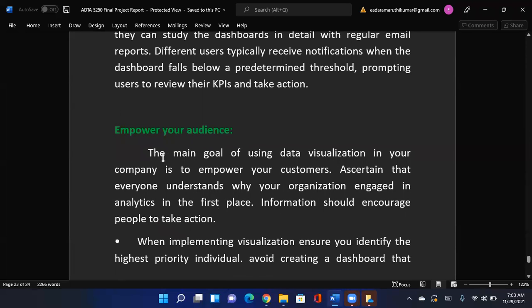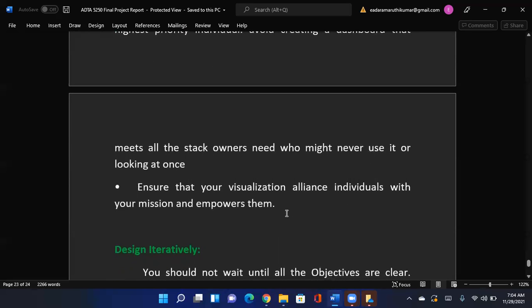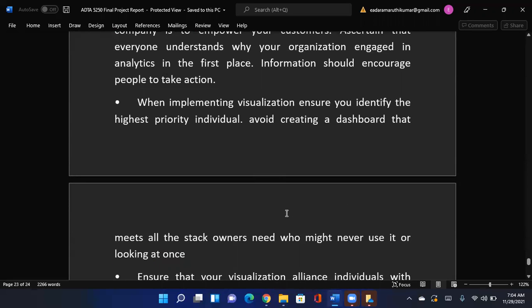After that, empower your audience. The main goal of using data visualization in your company is to empower your customers or ascertain that everyone understands why your organization engaged in analytics in the first place. We need to give the overview of what we are going to do as a team, and what information there is, everything, to empower the audience. And when implementing visualizations, identify higher priority individuals, avoiding creating a dashboard. That is what I am saying.